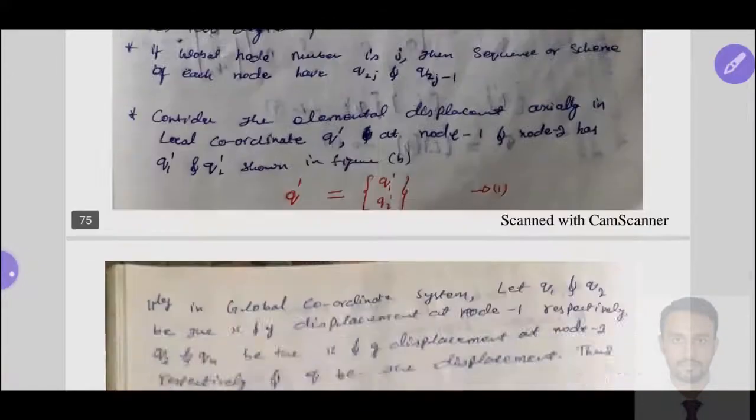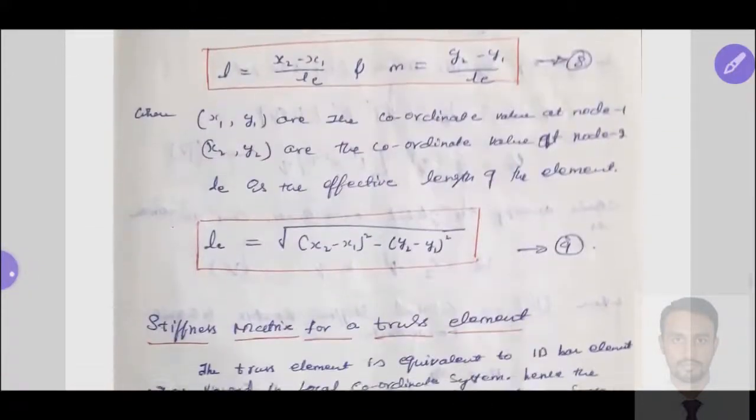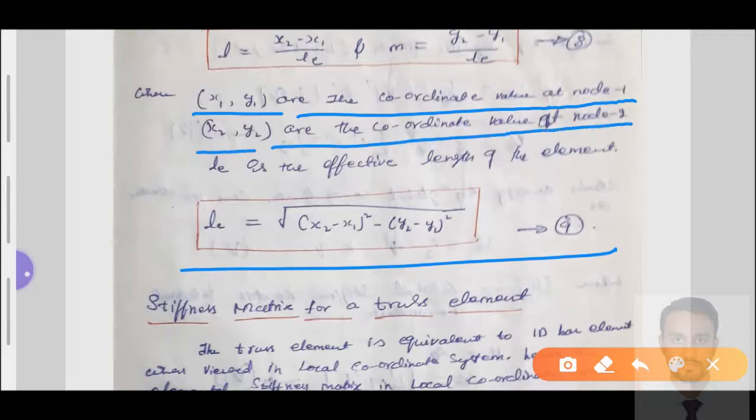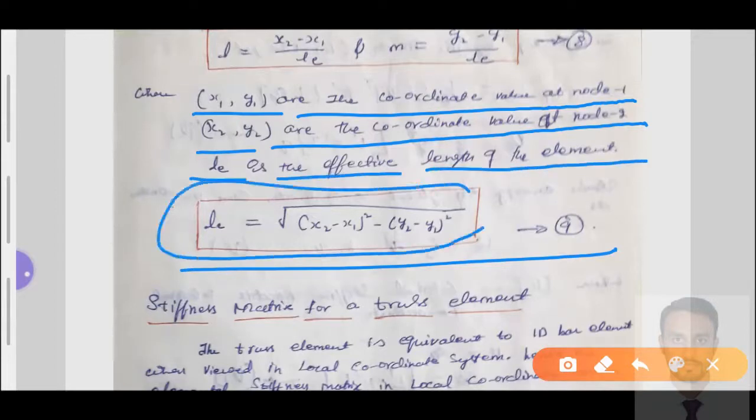To derive these values, these are the exercises we have done. These are the very important values we are taking here. x1, y1 are the coordinate values at node number 1, and x2, y2 are the coordinate values at node number 2. Then LE is the effective length of the element, found using the distance equation which we derived in plus 1 and used to solve the problem in plus 2 of your studies.